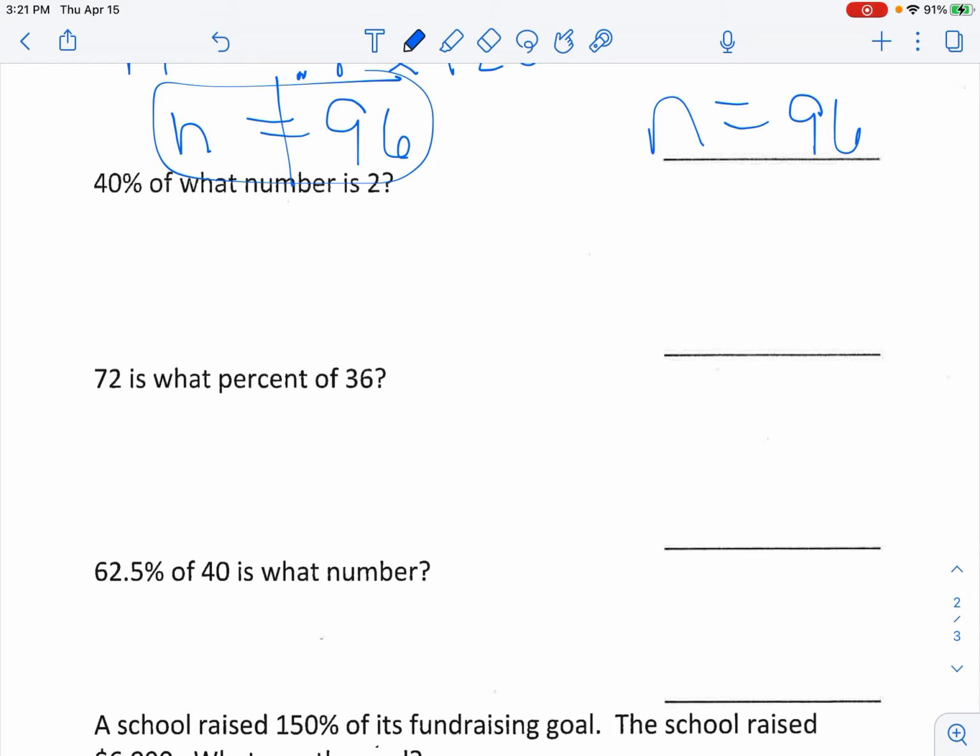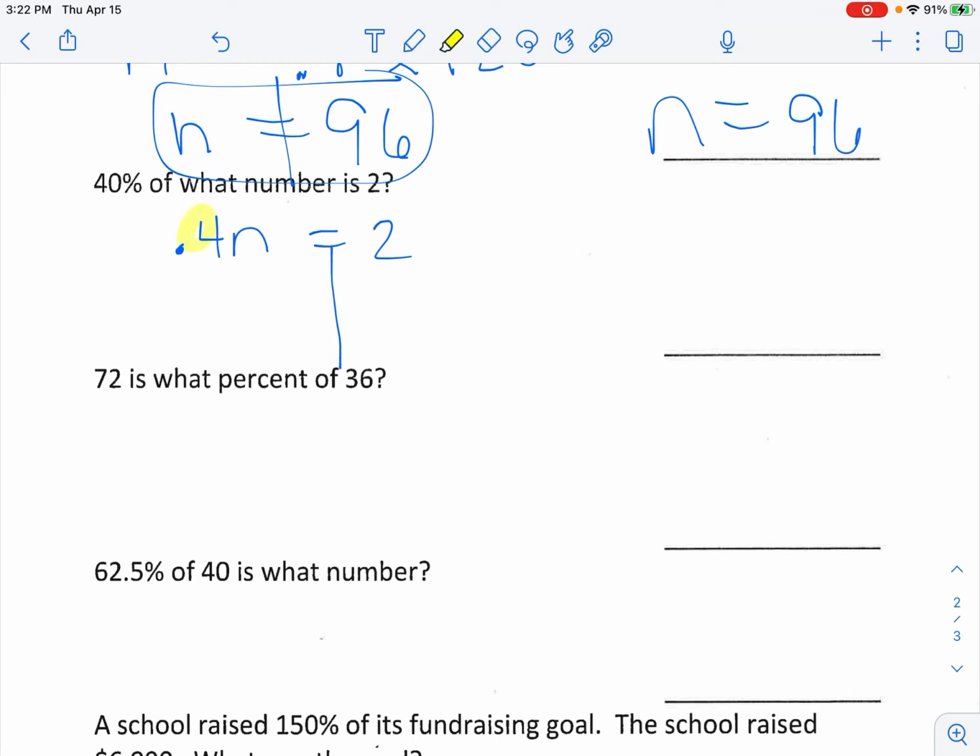40%, immediately turn your percent into a decimal, so 0.4. Of means times. What number is your N, your variable? Is your equal sign, is 2. So I wrote the times just to make sure that you understand that's what the of means, but I'm just going to scooch my 0.4 over here right beside the N. I'm going to draw my mirror.